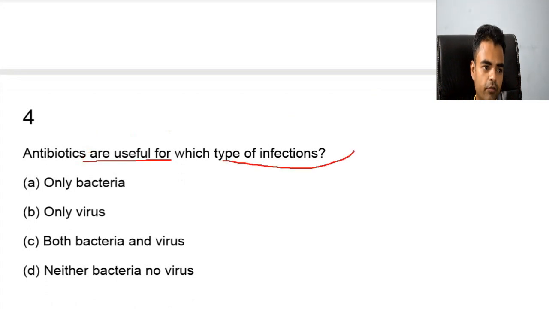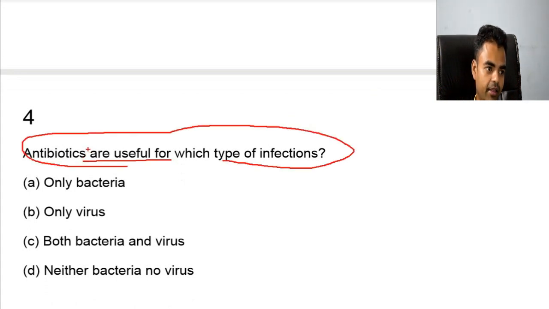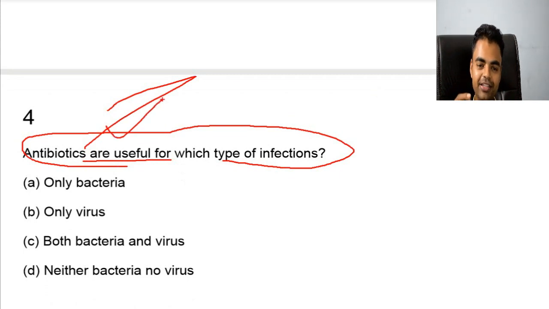Antibiotics are useful for which type of infection? Well, whenever I hear the word antibiotic, one thing comes to my mind. Actually, I got a viral fever just a couple of weeks ago. I went to the doctor after getting some medicine from the pharmacist. The pharmacist gave me some antibiotic as well as some medicine for viral fever.